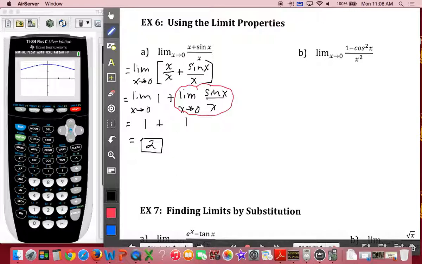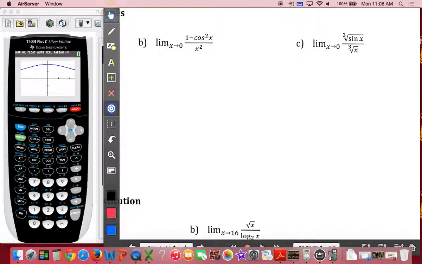So let's look at B. So again, for B, can I use direct substitution? Nope. But this one's interesting. I mean, I could split it into 1 over x squared minus cosine squared x over x squared. But you'd have to graph the 1 over x squared to see what that limit was. And you'd have to graph the cosine squared x over x squared and see what that limit was. And you'd have to subtract them. This should be a familiar item to you. This right here should be real familiar. We've seen that in the past.